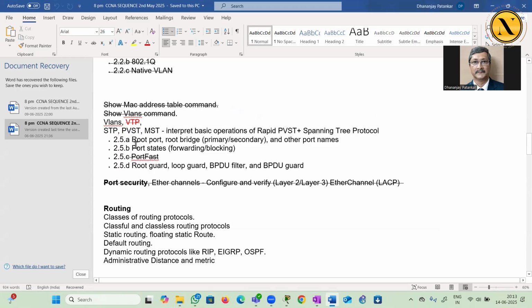Okay, we have done this. Then we know what a root port is. We know what a root bridge is. We know what primary and secondary root bridge is. And listening mode and learning mode and alternate mode and blocking mode, whatever. Port states, port either in forwarding or blocking or listening or learning mode. PortFast we have done. Root guard, loop guard, all these things we have done.